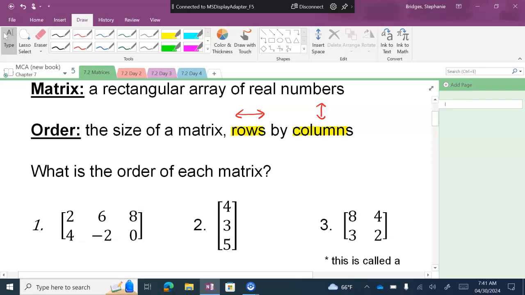So if I'm looking at number 1, we want to start by counting how many rows it has. And remember, rows go side to side. So if I'm counting, that's 1 row and 2 rows. So that's the number of rows. And then by the number of columns, the columns go up and down. So that would be 1, 2, 3. So the order of this matrix is a 2 by 3. That's how we write it. 2 rows, 3 columns.